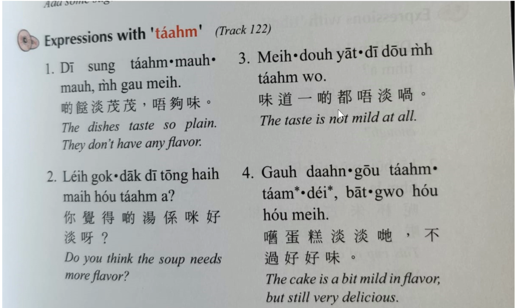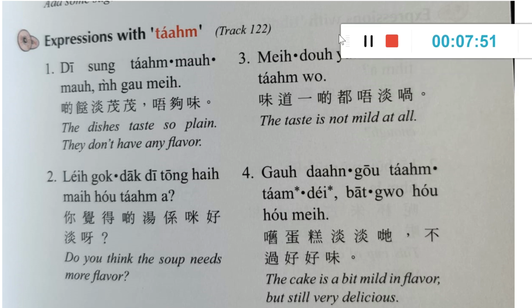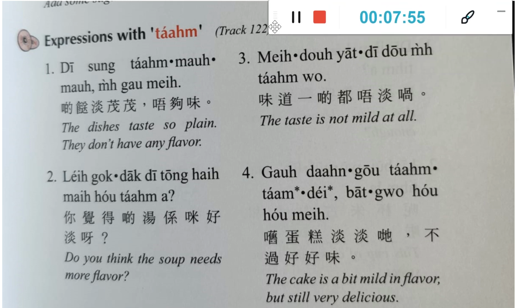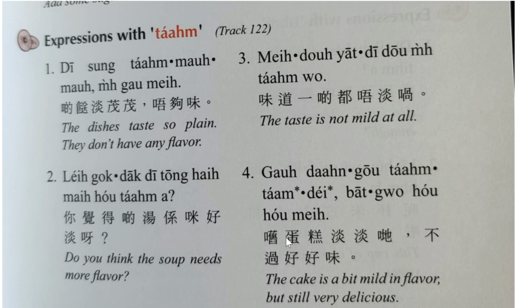Then this one, 味道一啲都唔淡喎，味道一啲都唔淡, not at all, 一啲都唔, is not at all 唔淡喎. Okay, so in terms of sentence structure, this one is not very difficult. 舊蛋糕淡淡地，不過好味，係啦，好味.